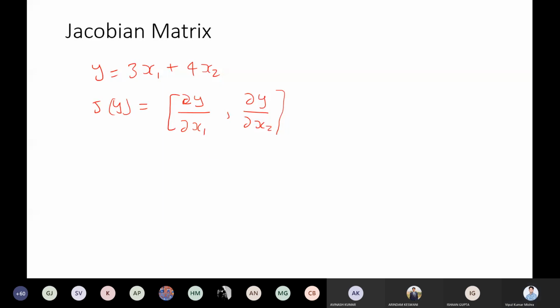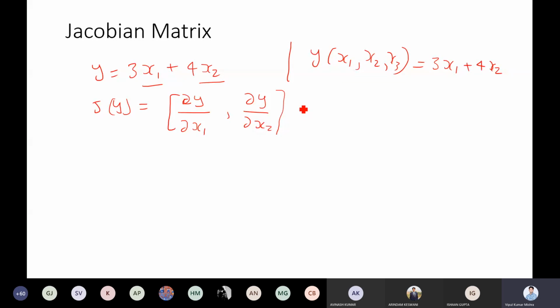Getting everyone? Any doubt on this? Simple. If you have one function, y equal to 3x1 plus 4x2, and you want to compute the Jacobian for y, then it will become the partial derivative of y with respect to x1, and the partial derivative of y with respect to x2. From where are these x1, x2 coming? These two terms. Now, suppose someone says y is a function of x1, x2, x3, and the function is 3x1 plus 4x2. It doesn't have a third x3.